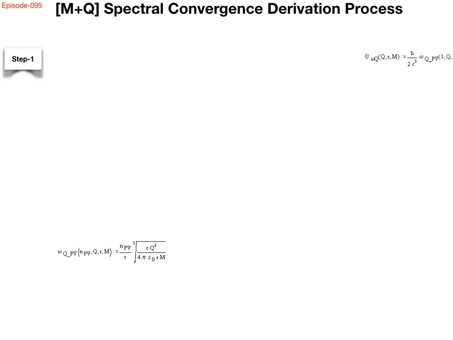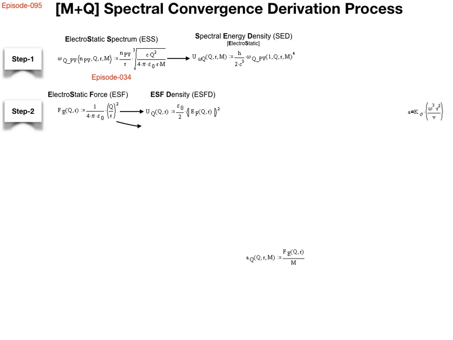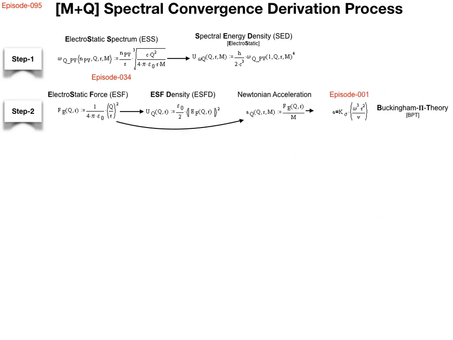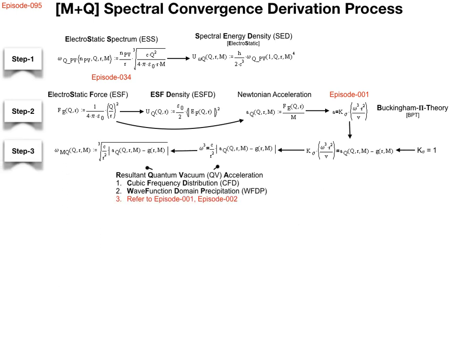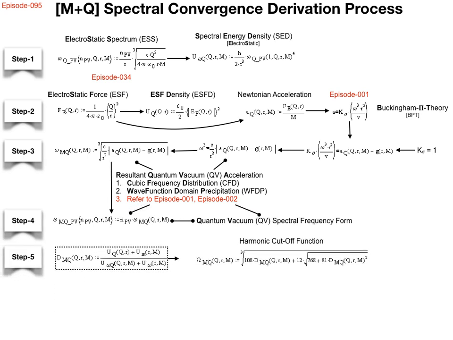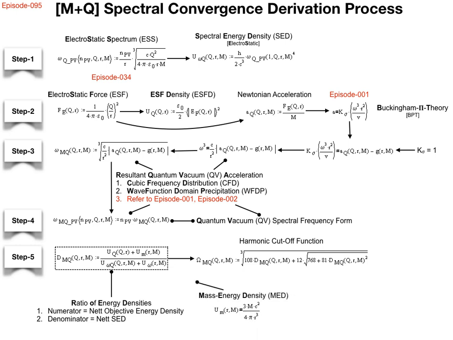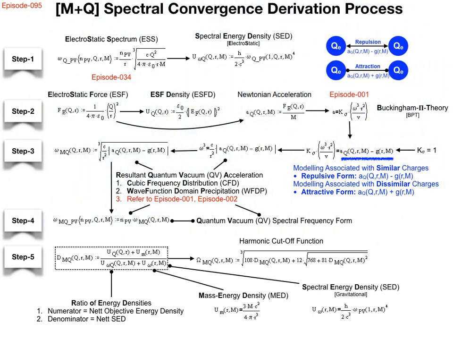The spectral convergence derivation process commences with the selection of a physical model to analyse. Herein we shall utilise two similar fundamental charges, hence they are repulsive. However, the results we will present on the next slide are unaffected by the choice of similar or dissimilar fundamental charges. Thus, utilising equally attractive or repulsive fundamental charges does not alter the outcome. Okay, let's now walk through the spectral convergence derivation process step by step.